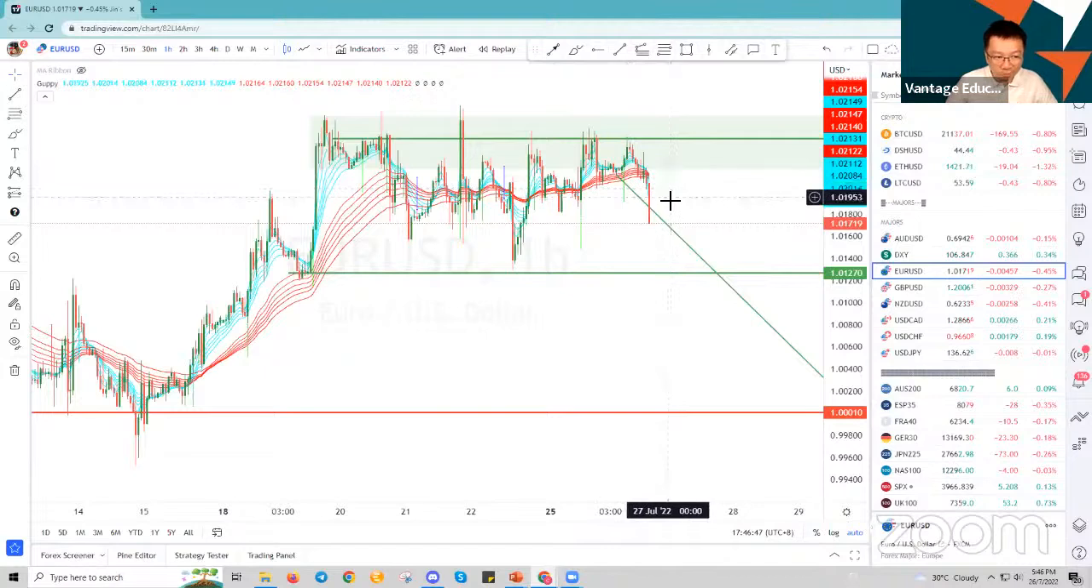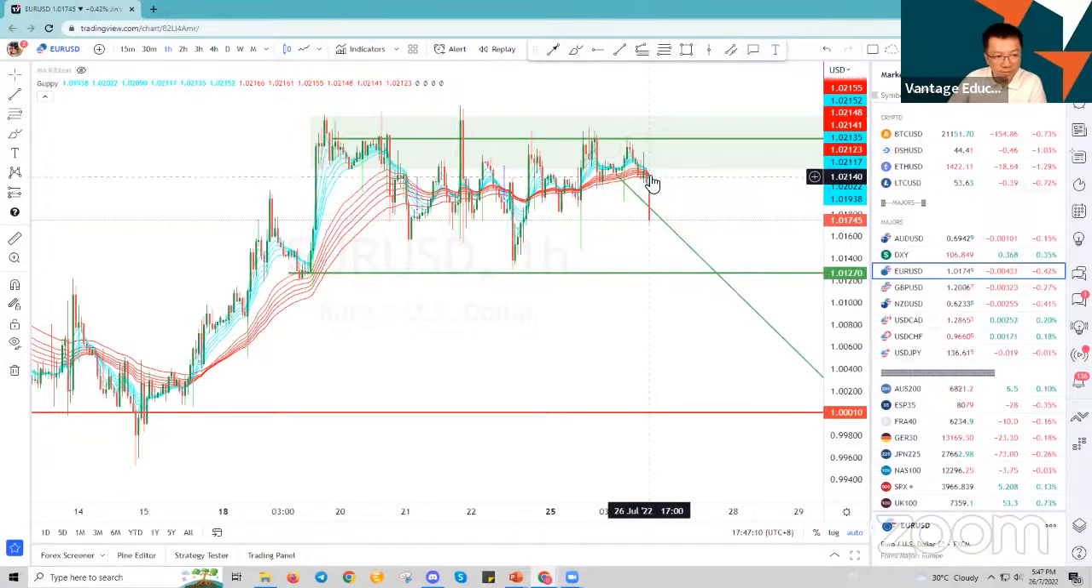What we're looking for, possibly within the next couple of minutes, if price closes lower, if price closes towards the downside, we might see this forming up. We might see the blue trader EMAs forming below the red investor EMAs to push price towards the downside.